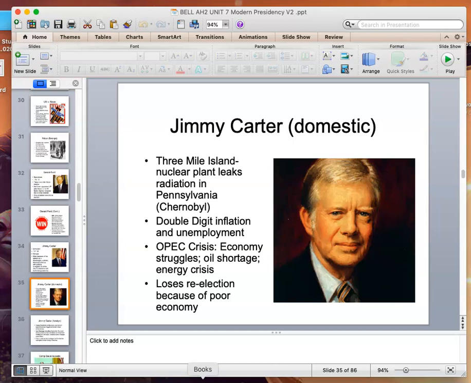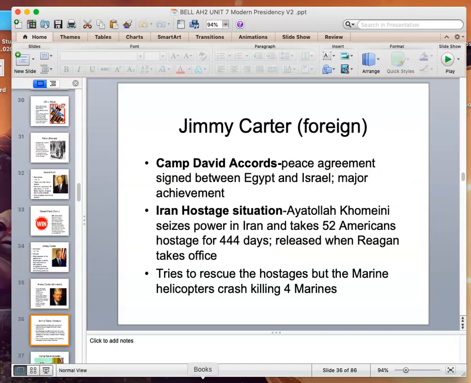Now, what does that have to do with the United States? It kind of has its own Chernobyl with Three Mile Island, in which a nuclear plant in Pennsylvania has a reactor meltdown, and Carter kind of doesn't have a good way to deal with that, and he had previously actually pushed for nuclear power. He will get smoked in his bid for re-election because of being perceived as weak and a poor economy. He has one big accomplishment as president.